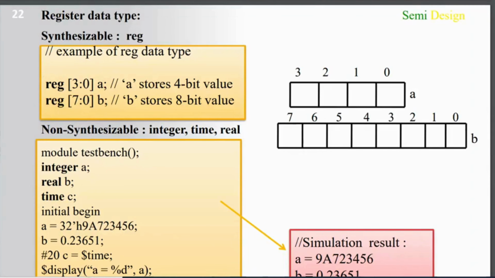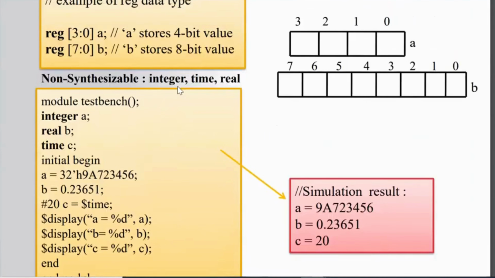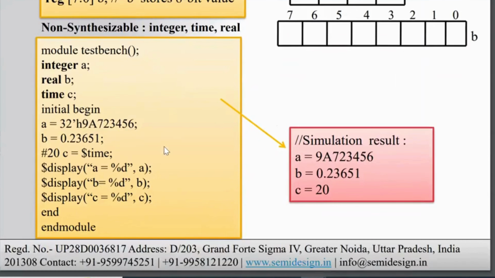Next, the non-synthesizable data types: integer, time, and real. Integer holds 32-bit data. Time is what you use as $time in test cases to mention the delays, right? For that case we will use the time data type. Next, real is what you would call a float value in C language. Float values are nothing but decimal values, so that we call real here. These are the non-synthesizable data types in Verilog.